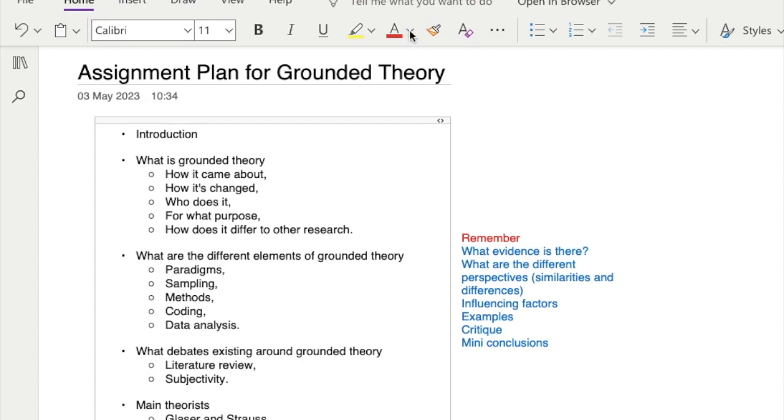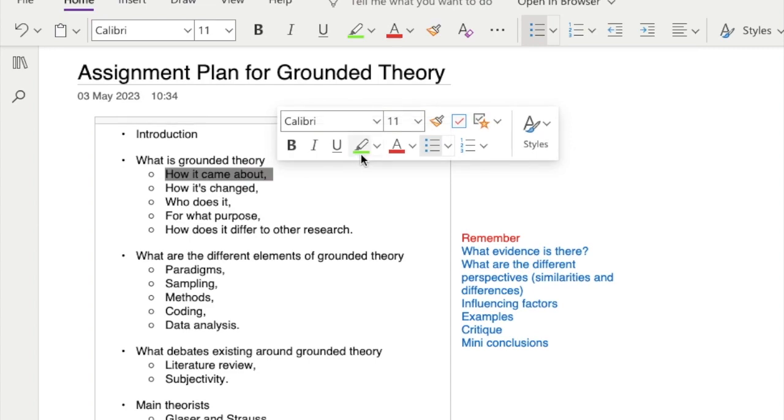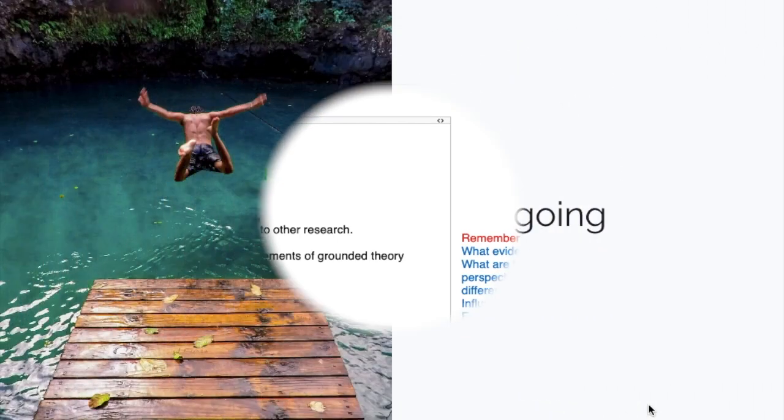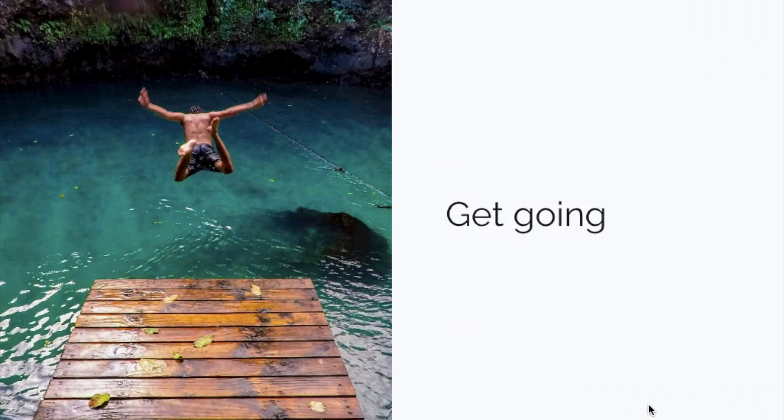I can use a color-coded system. So for example, I might use the highlighter pen and highlight green to say that, yep, okay, that bit's done. And I might put yellow for it's almost done. So it gives me a visual representation of how far I've come with my assignment as I start writing it. So once I've got my plan, it's in some sort of logical order, and I'm open to being flexible, it's really time to get going and start writing.